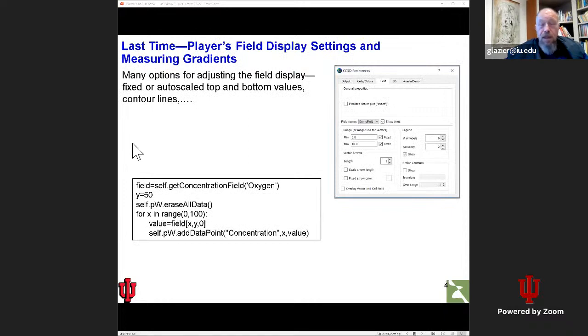Okay, so just to review what we did last time, one of the things that we talked about was to remember that when you're displaying chemical fields, you may want to change how you do the display. In the preferences menu, you can select the chemical field, and you can either have a floating bottom and top range, or fix the top and the bottom. You can do isobars, which can be very useful for figuring out what your chemical field looks like. There are some other options here which typically are not so often used.